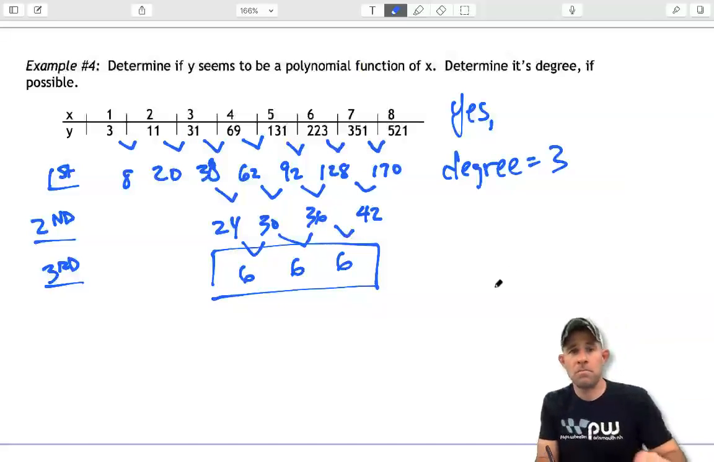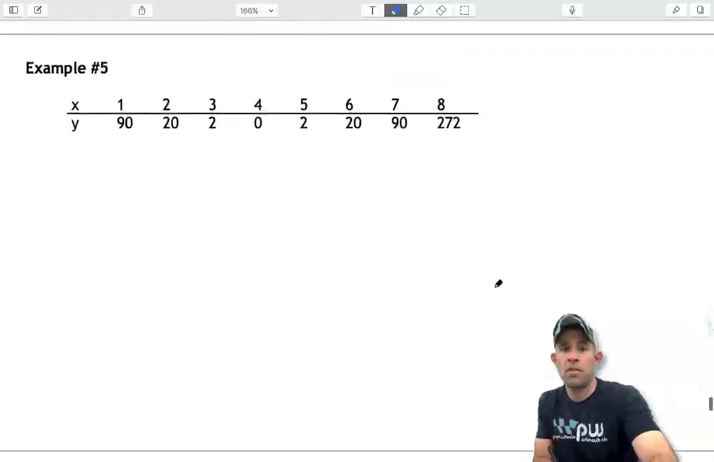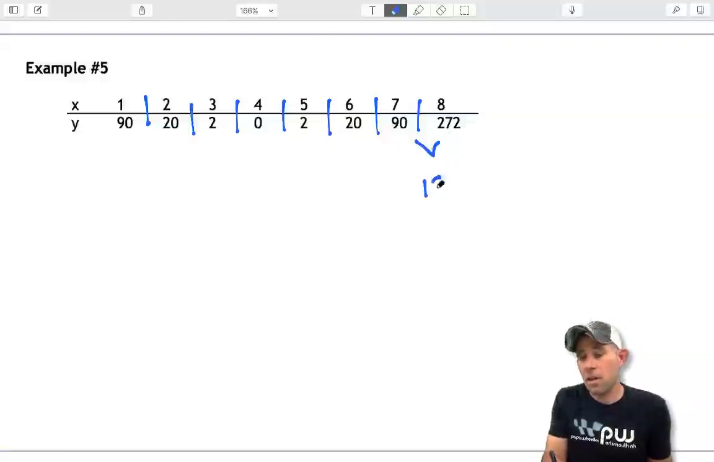to 3. All right, example number 5, we're going to follow the same procedure, do the method of finite differences. I'm going to leave the subtraction up to you. Start by taking 272 minus 90. I'll give you the first value there. That is going to give you 182.